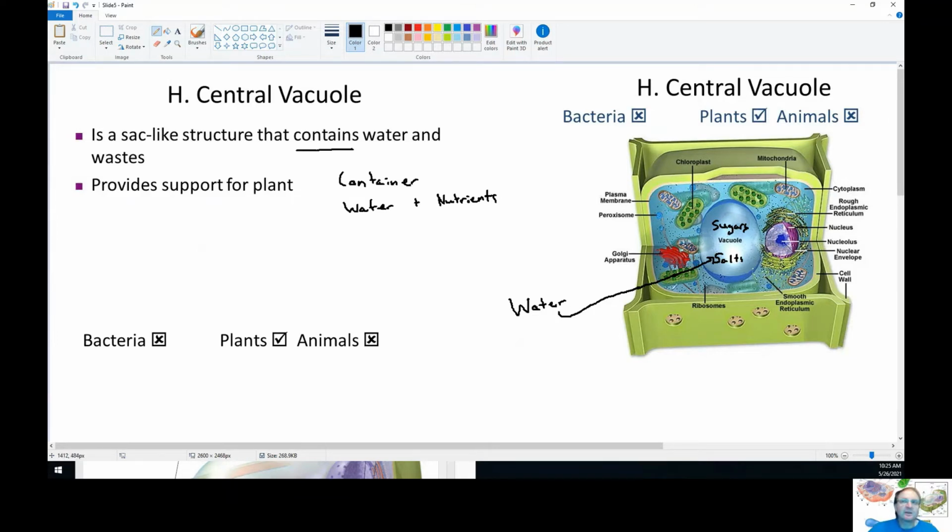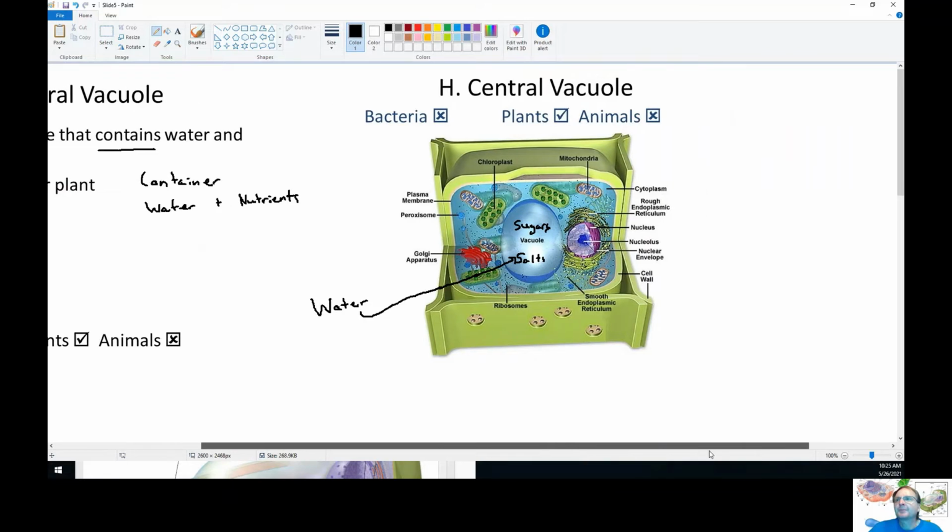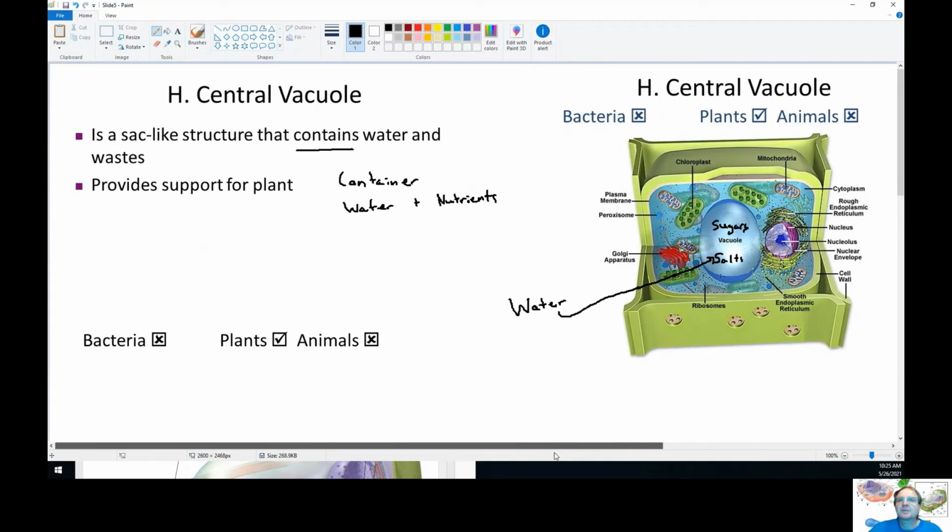Now it's also going to provide support for the plant. So let's take a look at this. Again, it's not found in bacteria, not found in animals, but is found in plants. A large central vacuole. That's the key difference. There are indeed vacuoles in animal cells. They're just not this large. But let's take a look at this whole idea of providing support for a plant.